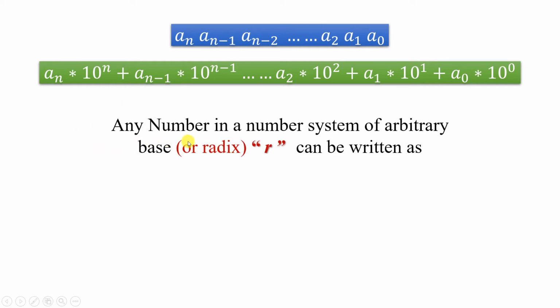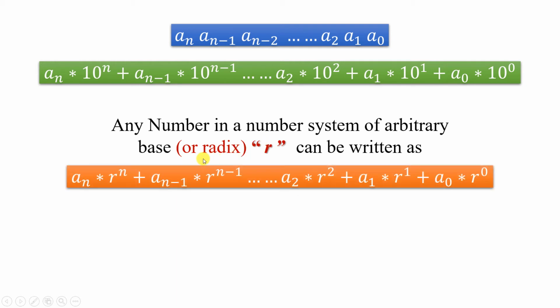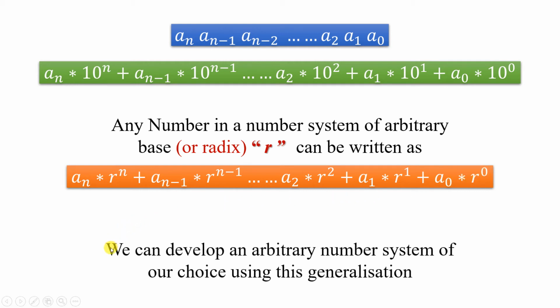So here we find that the decimal weightage is based on the base or the radix of the number system. If we represent it by r, then we can rewrite this equation as a_n × r^n + a_(n-1) × r^(n-1) and so on, up to a_0 × r^0. So now we make a generalization that we can develop an arbitrary number system of our choice using this generalization.